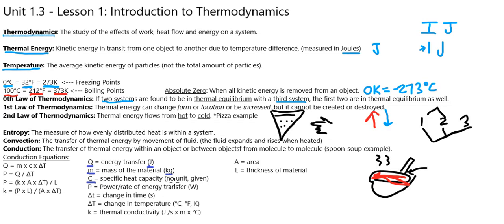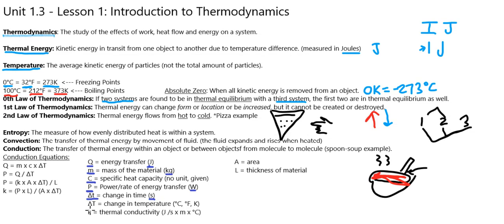4,184. I got that backwards. That's what it is for water. Then P is the power, or the rate at which energy transfers, in watts. That's the same thing as last unit. Then delta T, change in time, in seconds.